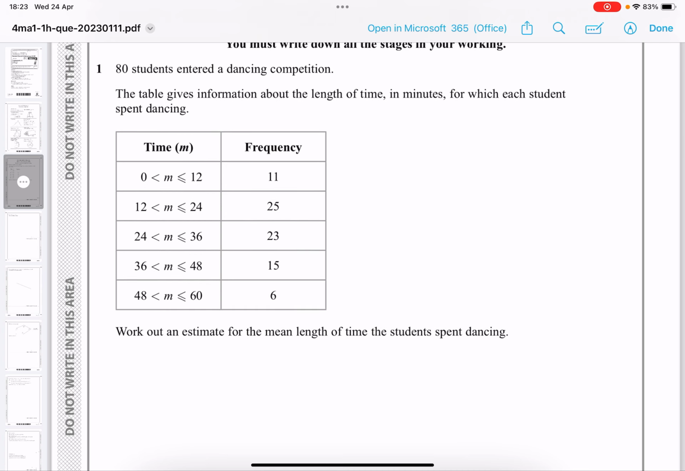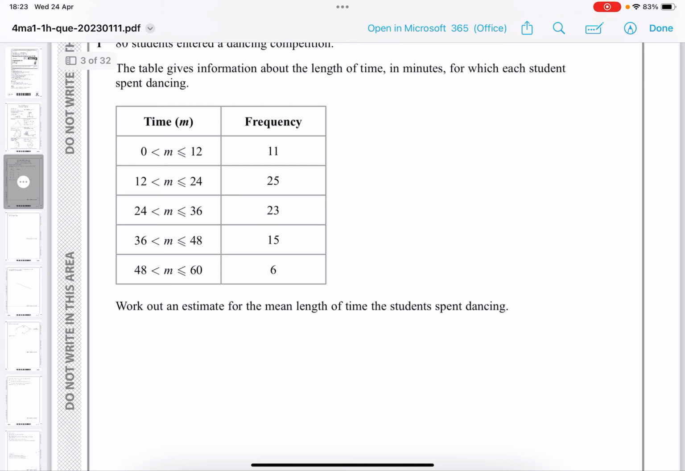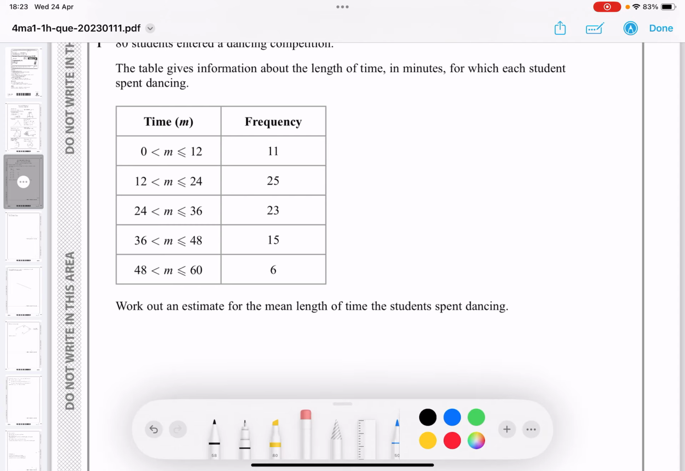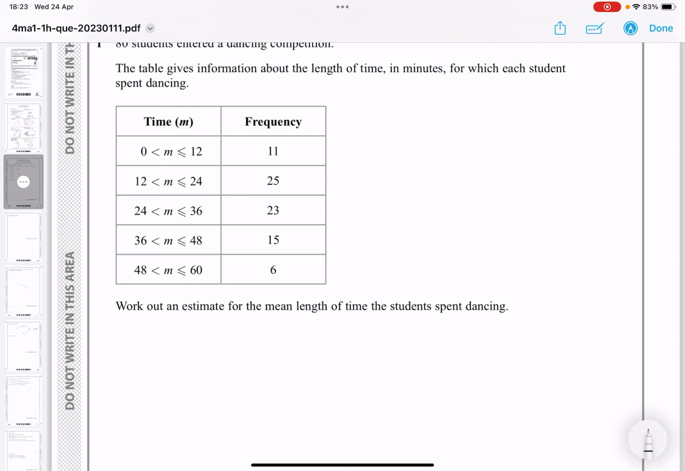80 students entered a dancing competition. The table gives information about the length of time in minutes for which each student spent dancing. Work out an estimate for the mean length of time the students spent dancing. So for these types of questions where they ask you to work out the mean length, what you need to do is take the midpoint of each time interval and then multiply by the frequency. So we have to do this for each row.